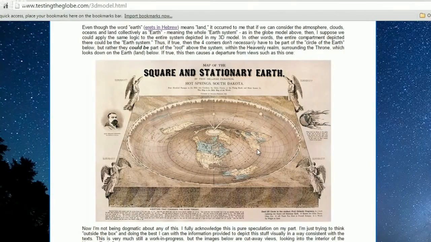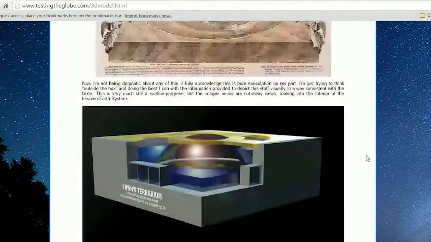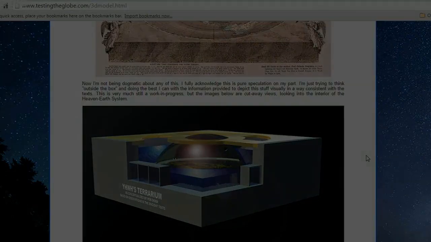And as far as my investigations go, I don't see evidence of curvature either way, convex or concave. So I didn't really like that part of this, but the idea of a circle and a square, this is what I had previously considered biblically possible. But I'm kind of taking a different view of that now. Now, I'm not being dogmatic about any of this. I fully acknowledge this is pure speculation on my part, okay?